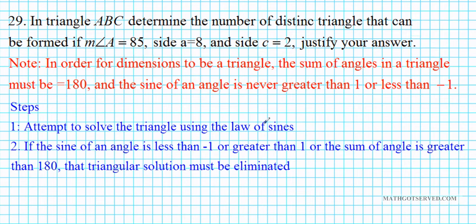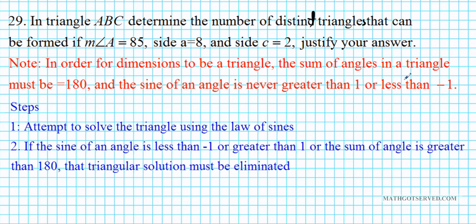All right, let's take a look at number 29. It says in triangle ABC, determine the number of distinct triangles, sorry for the typo, number of distinct triangles that can be formed if measure of angle A is 85, side A is 8, and side C is 2.